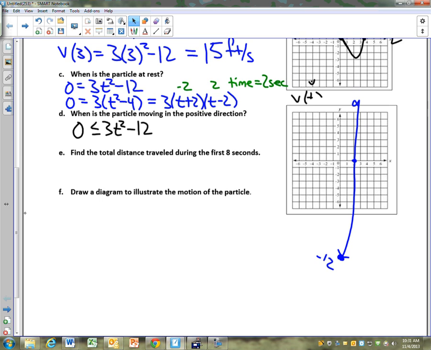So it says, when is the particle moving in the positive direction? You tell me. The particle is moving in the positive direction when the derivative is greater than 0. Is the derivative positive here? This is the derivative. Is it positive? It is negative.